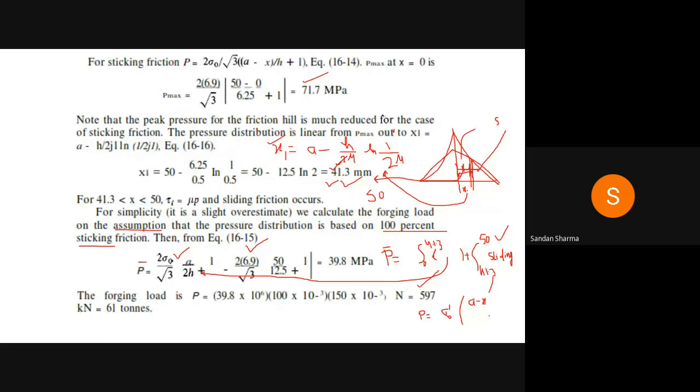P dx means you have to put your value sigma naught exponential, wait, here I am writing again, P equal to sigma naught dash exponential 2 mu by H (A minus X). So this will be your equation that you need to put here, and you need to derivate from 41.3 to 50. You will be changing the value of X.